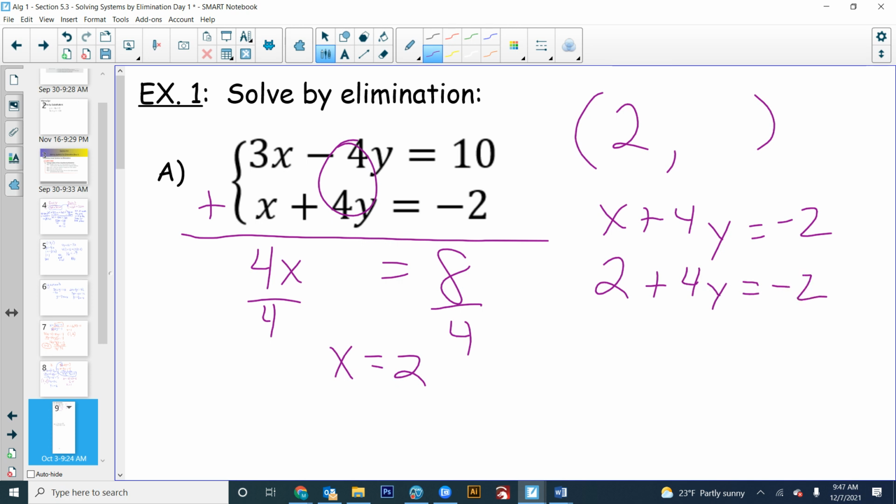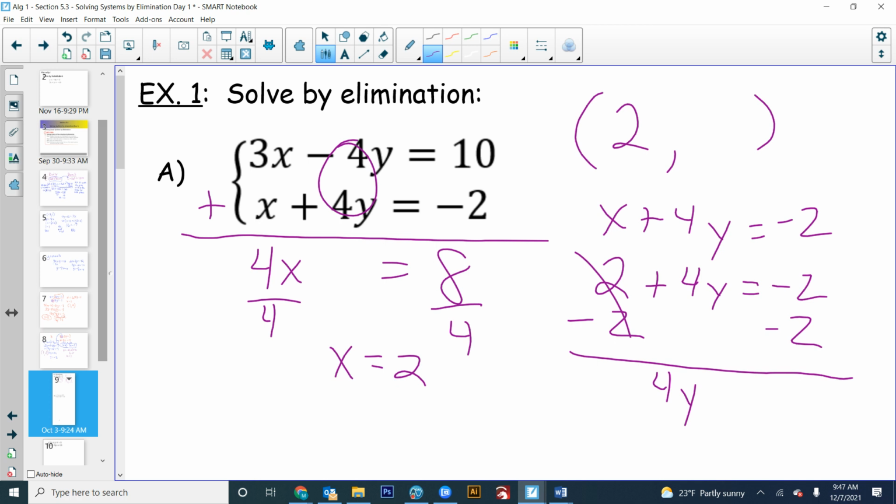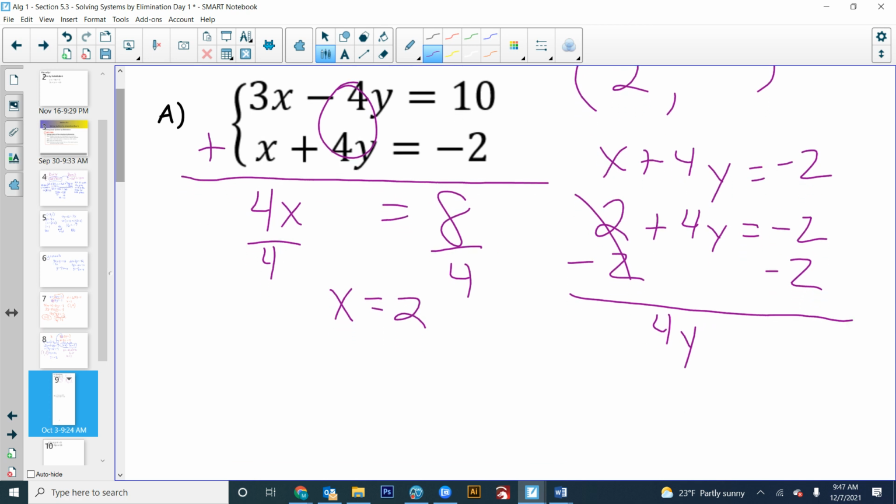Okay, what do I do now? How do I solve this for y? Sabrina, what's my next step? Look, I need to solve for y. Y's over here. I need to get rid of this 2. I'm not going to plus 2. I said minus 2. All right, so 4y. What's that equal, Sabrina? What's negative 2 minus 2? Negative 4.